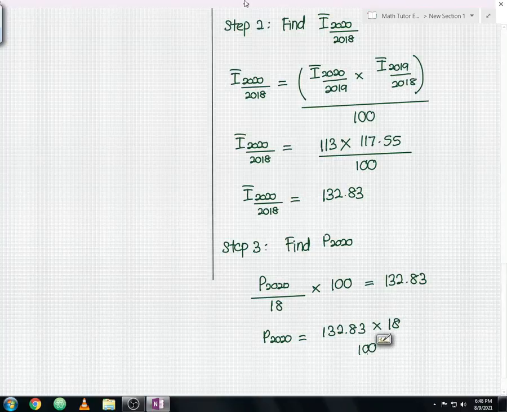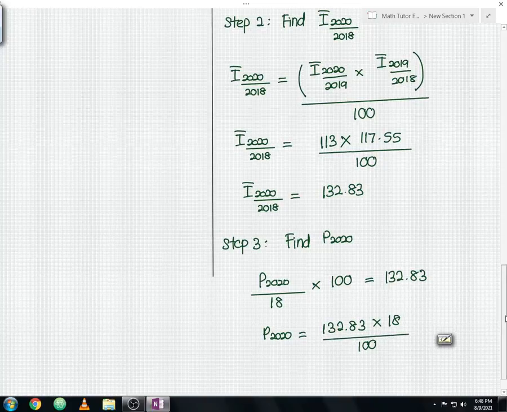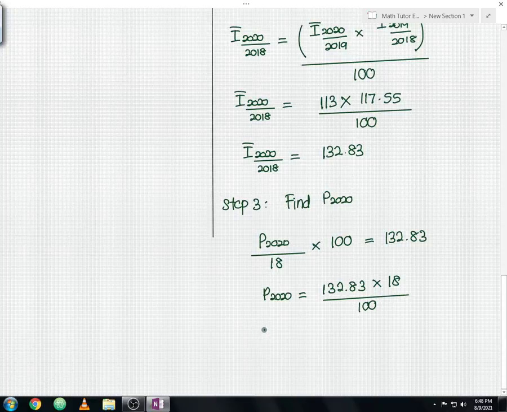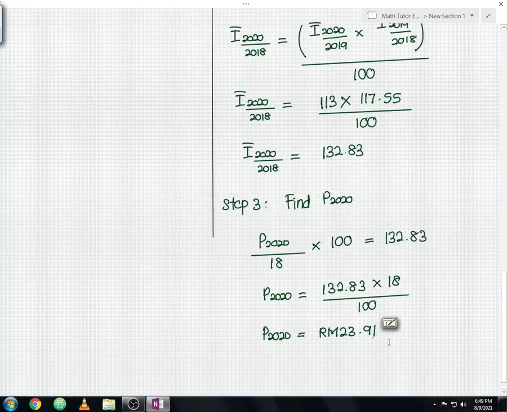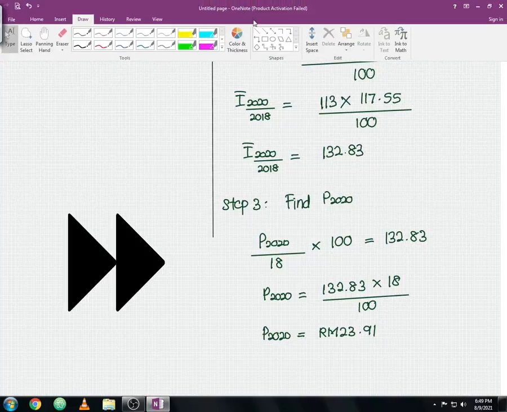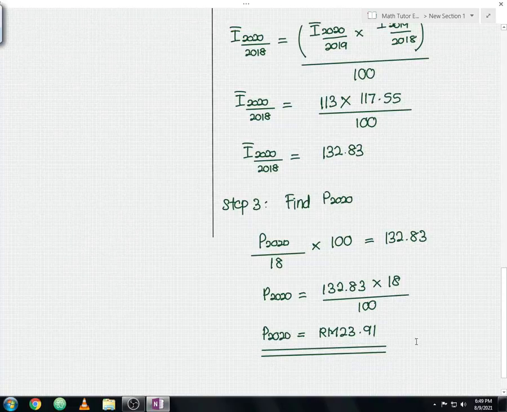Okay, so let me underline the fraction. So from here you calculate this, you should get the price of the pesticide in the year 2020 is equals to 23 ringgit. Please wait guys, it's a bit hanging. 23 ringgit 91 cent. So this is your final answer. Let me underline the solution for question part C. So that is all for the step-by-step working and solution for this question.